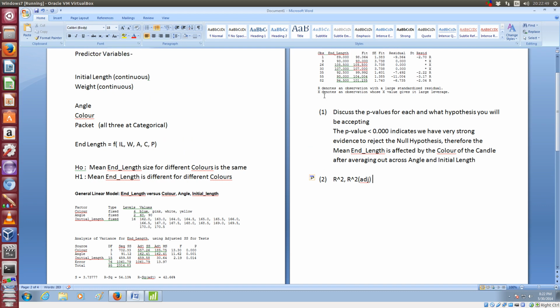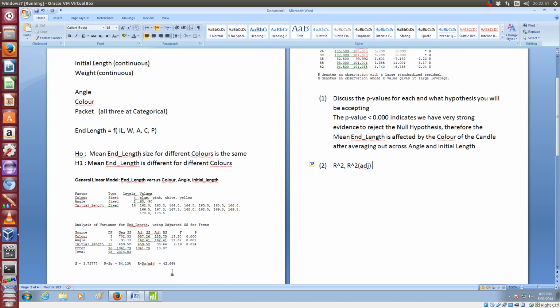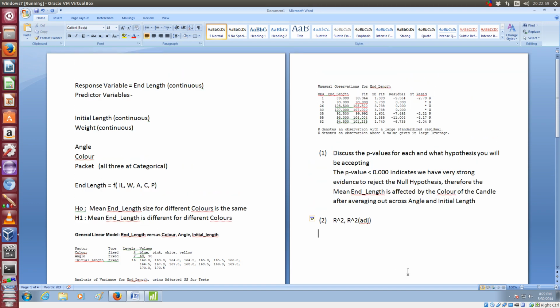So in this situation here, the R squared is 54.13%, and then the R squared adjusted. I'm not going to bother writing out what that means. If you look at the other videos, I go into detail about how to interpret those values. The next thing that you might want to include, but this would be a very short sentence because I haven't really seen it much in the tubes, is these R and X values.